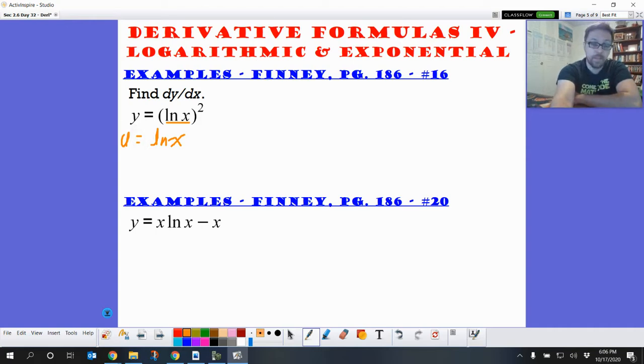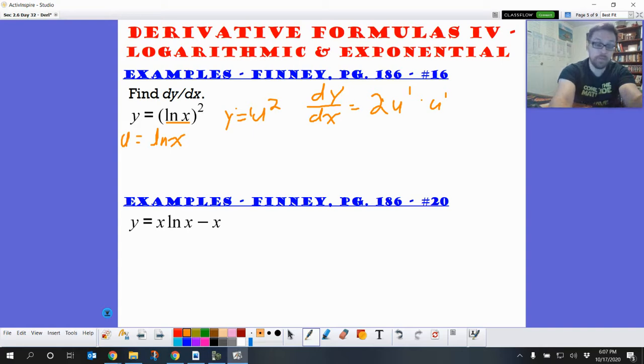All right. So we're going to say that y equals u squared. So to find the derivative, dy dx is going to be 2 u to the 1 now, times whatever the derivative of u is. Sorry, my brain stopped for a second there. Well, I got to figure out what the derivative of u is.